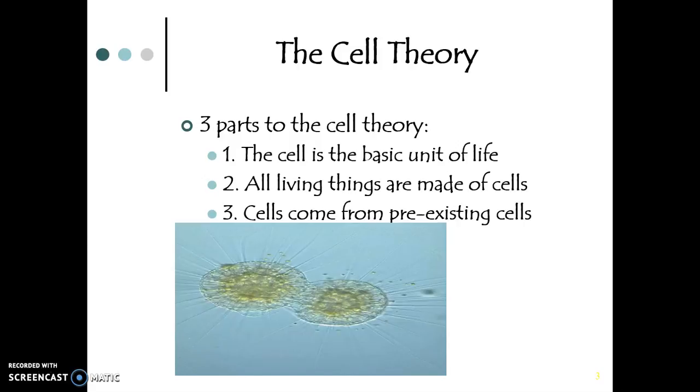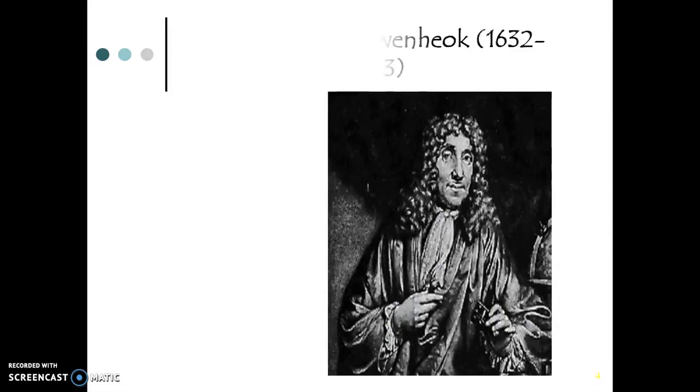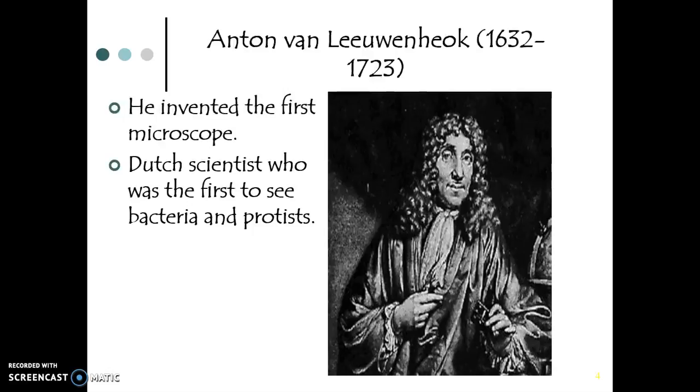So let's talk about some of the scientists that made it possible for us to study cells. Our first one is Anton Van Leeuwenhoek. He invented the first microscope. So he was the first one to see microscopic organisms such as bacteria and protists. Before Leeuwenhoek, we didn't know that there were things smaller than what we could see. We didn't know that there was bacteria. We had no idea that there was this whole other microscopic world out there. But thanks to him, we now know they exist.